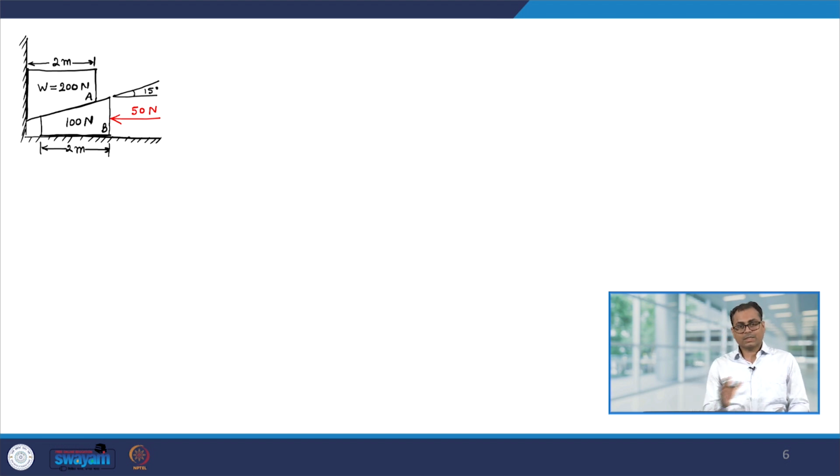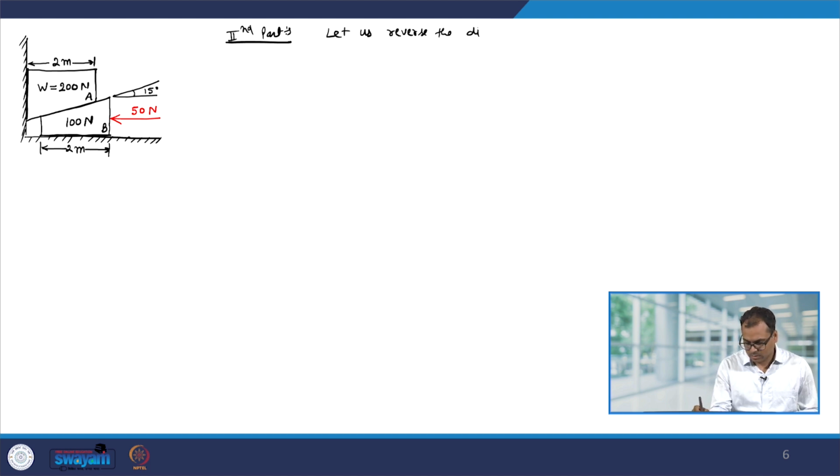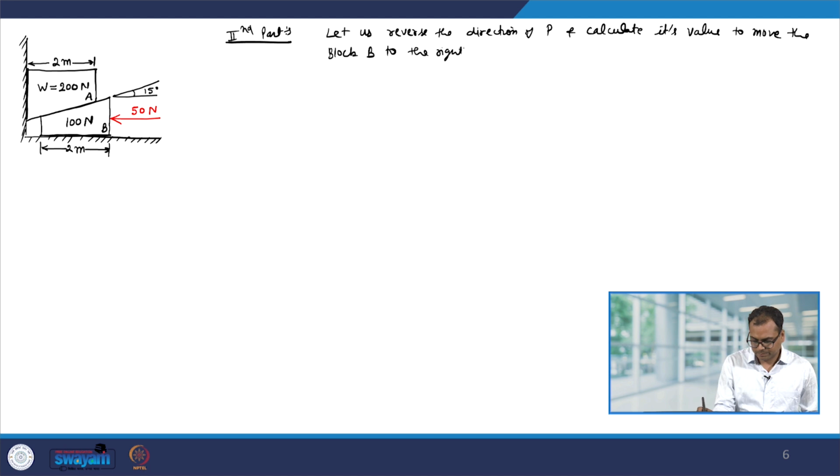Now, let us reverse the direction of the force and find out what is the force that is required to pull this block out. So, now let us reverse the direction of P and calculate its value to move the block B to the right.